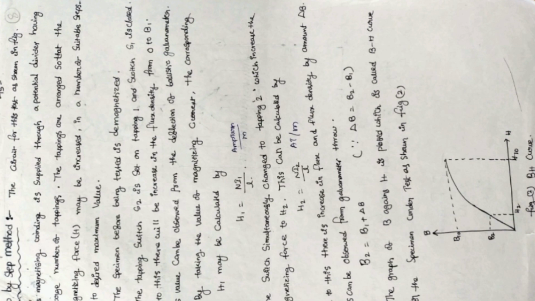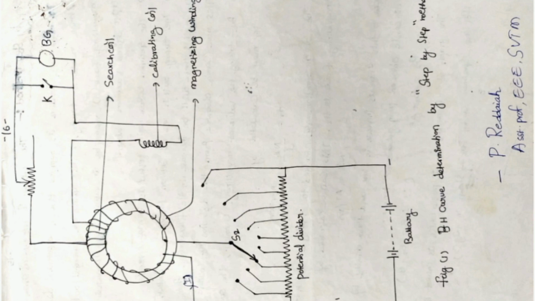Similarly, the step-by-step method. In the step-by-step method, the circuit diagram is similar to that. For a ring specimen, we are using a number of magnetizing turns. After that, a search coil and a calibrating coil. A calibrating coil is used to calibrate, to check whether it is working properly, or to check the error. The calibrating coil is connected in series with the search coil to adjust the current, to give more uniform flux, and a small current enters by varying this potential divider. DC supply we are applying initially.